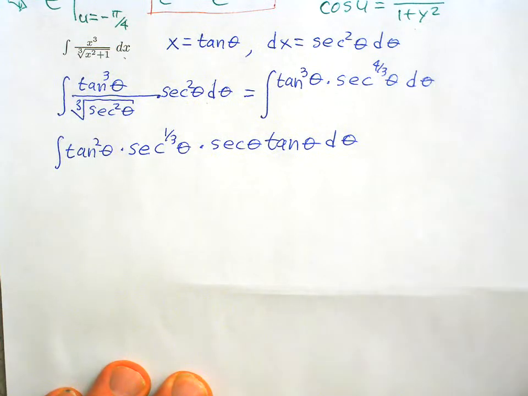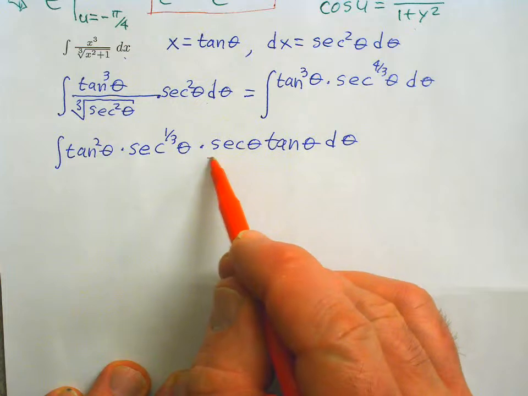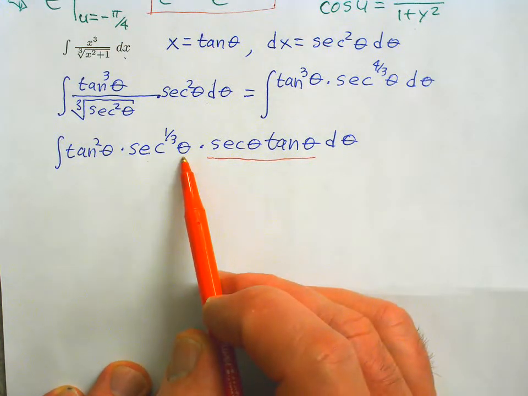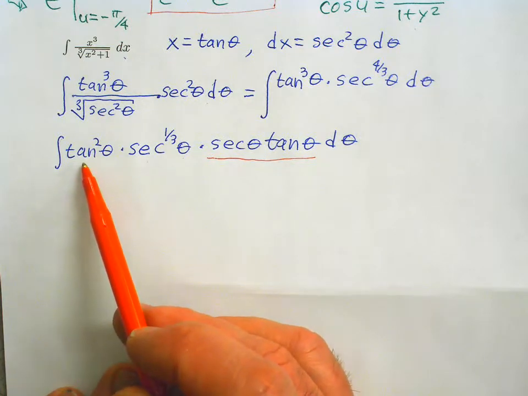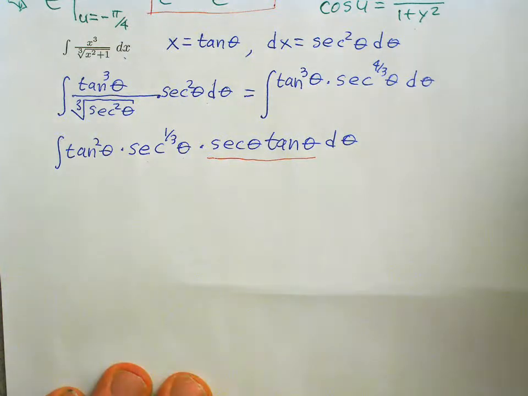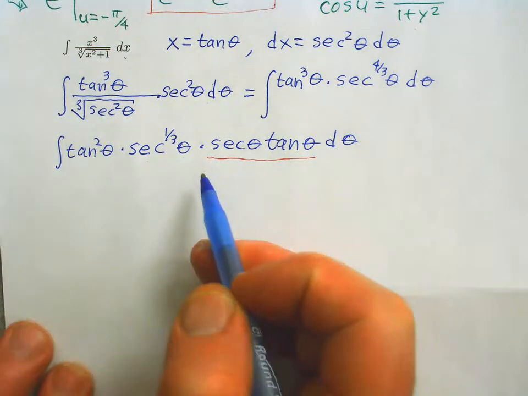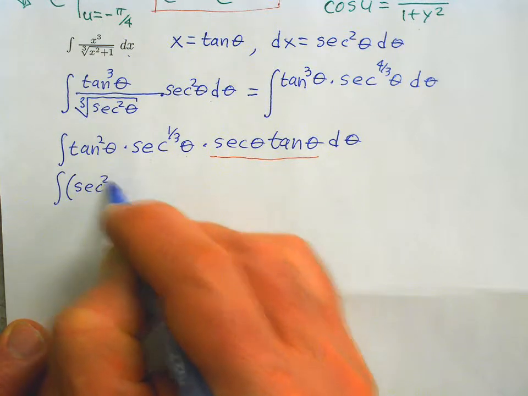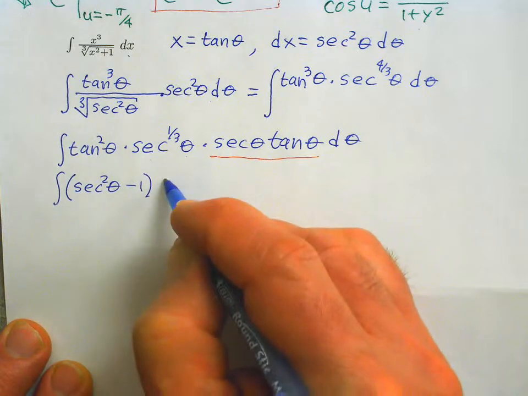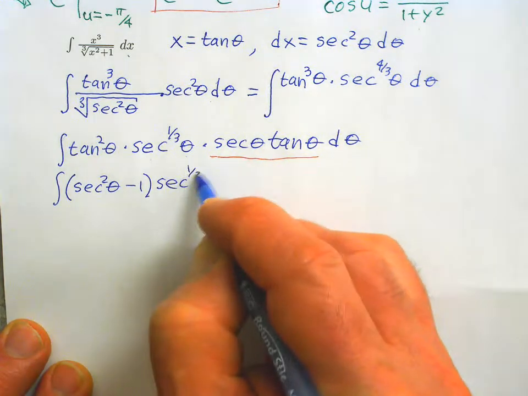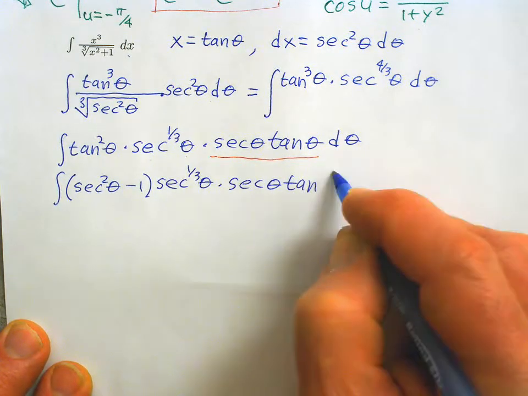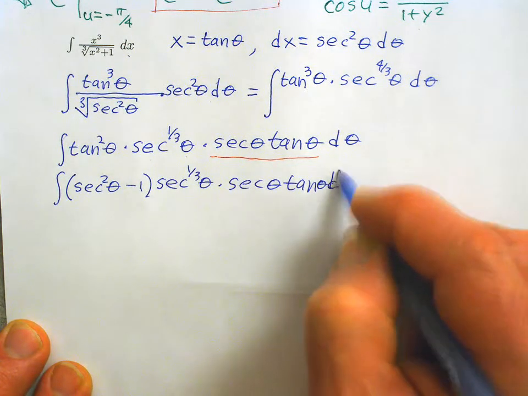Okay, the motivation for that maneuver is that secant of theta tangent of theta is the derivative of secant of theta. And we can replace tangent of theta squared with secant of theta squared minus 1. So that will be the next step. Replace tangent of theta squared with secant of theta squared minus 1, which we multiply by secant of theta to the 1/3 times secant of theta tangent of theta d theta.